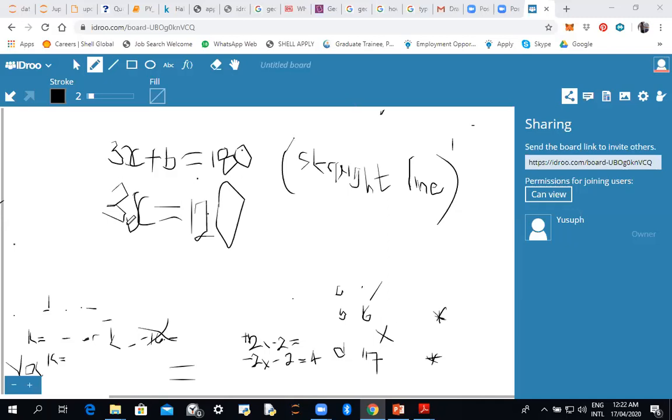What I'm writing. Now, I wrote 3x equals 120. Can you tell me the reason why it is equal? Why is 3x equal to 120? Can you tell me? Do you know it? Yes or no? No.